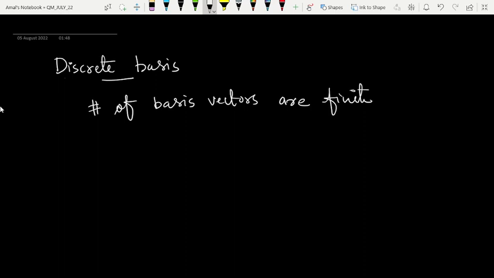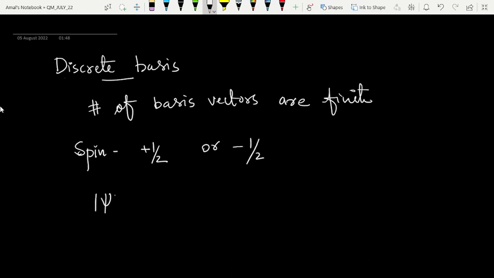For example, the case of spin of an electron. We will see later in more detail. We know that it can take only two states, that is plus 1 by 2 or minus 1 by 2. So these are two spin states. So there are only two states, and so there are only two basis vectors.